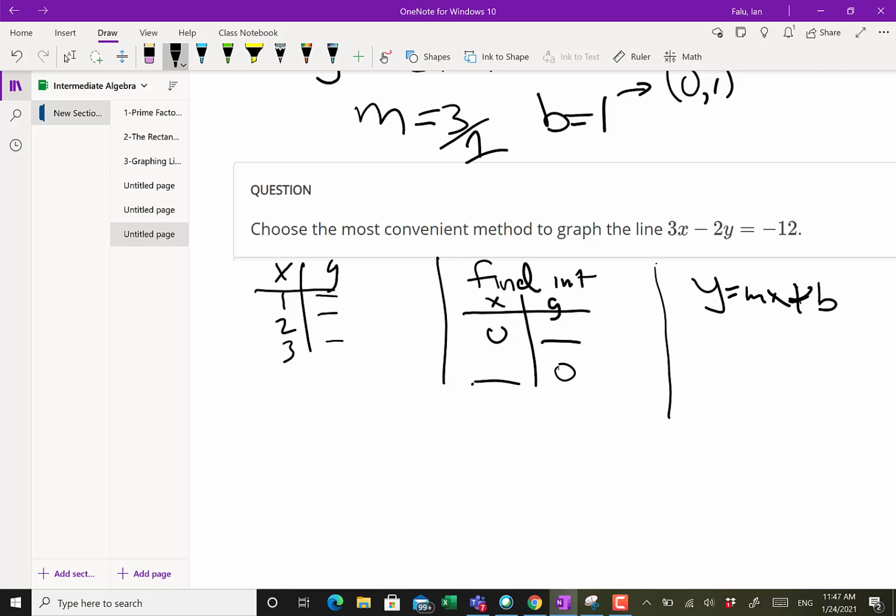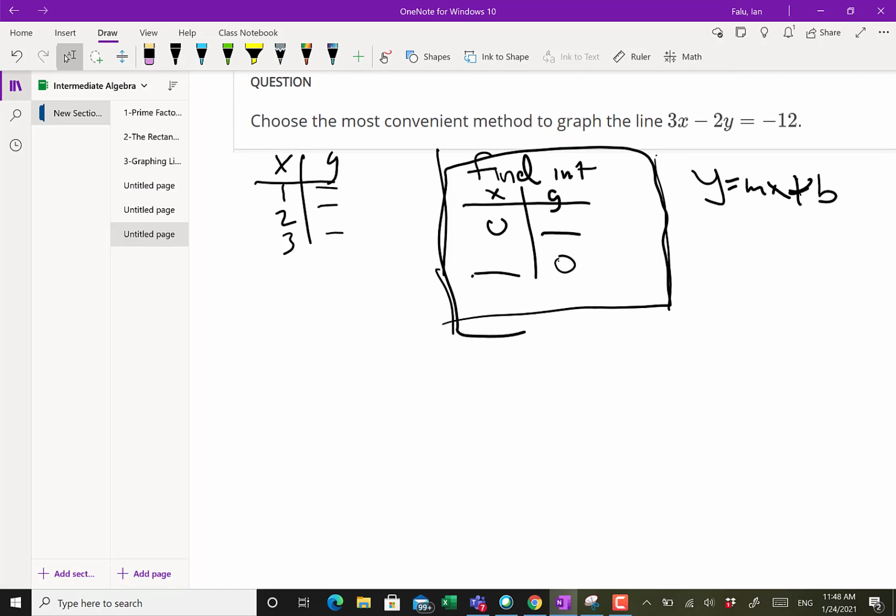So which one to pick? Well, it depends. In this case, I believe that this one will be easier. Why is that? Because 3 and 2, right? So 12 is divisible by either 3 or 2. So I can plug in 0 values for either x or y, and obtain an easy division to get the solution, right? So I'm gonna pick this one, finding intercepts.